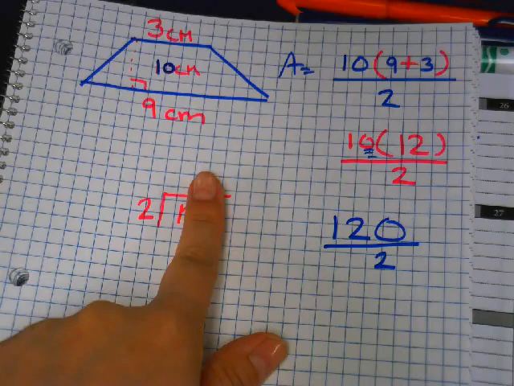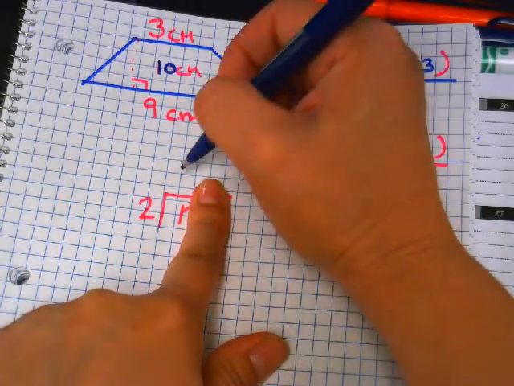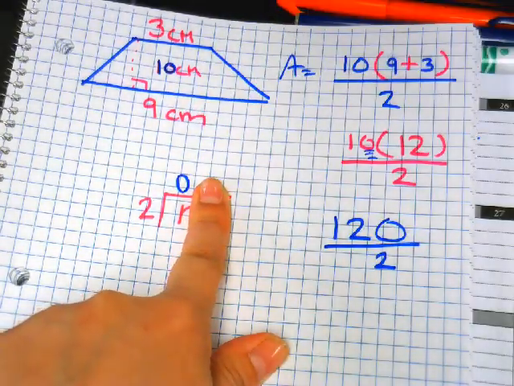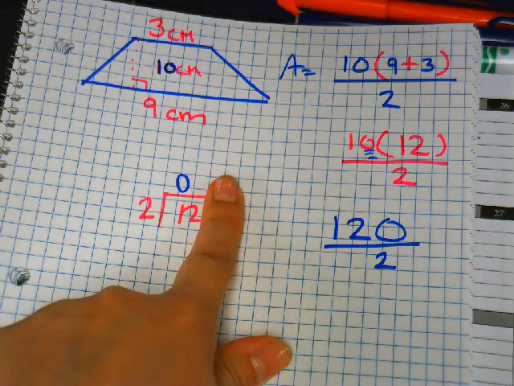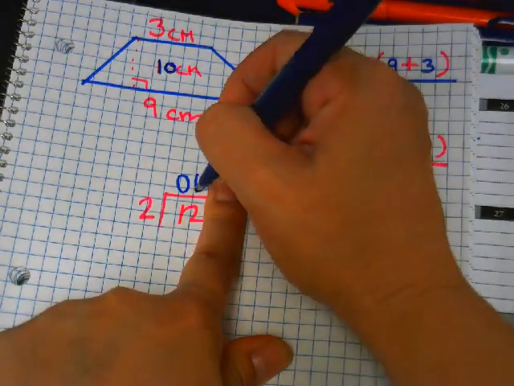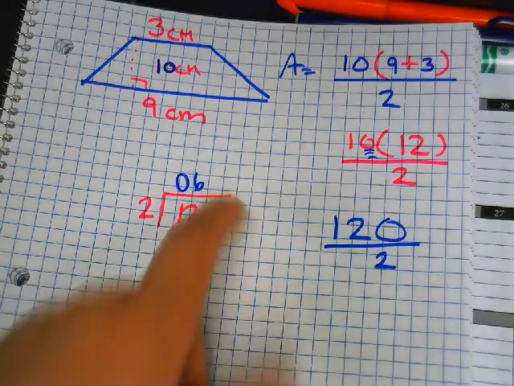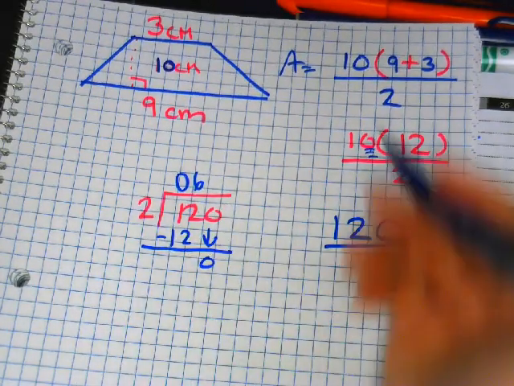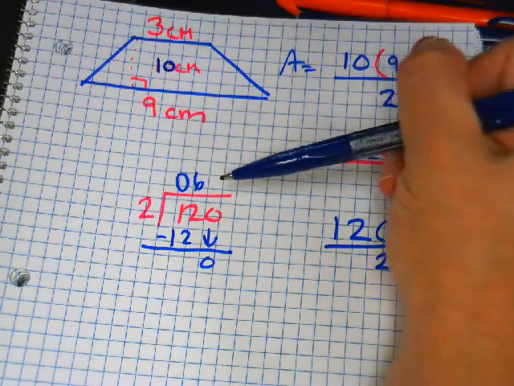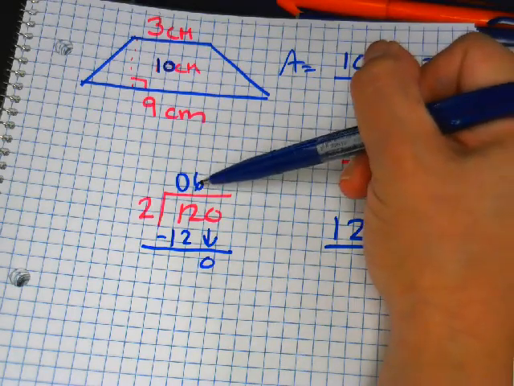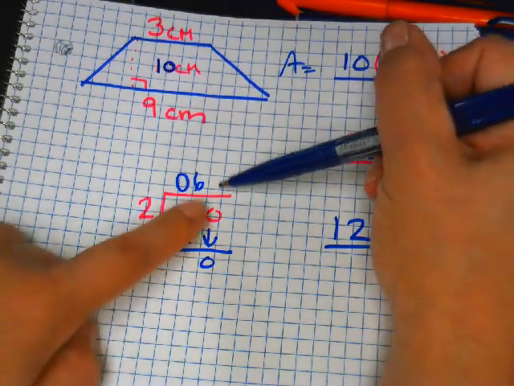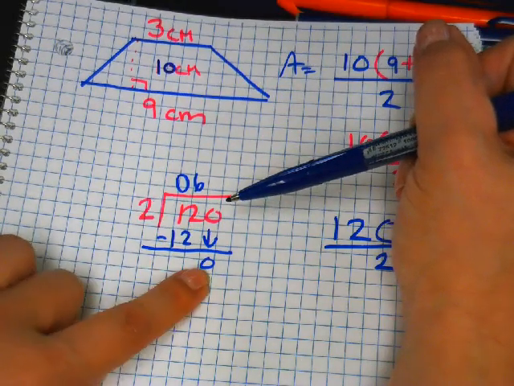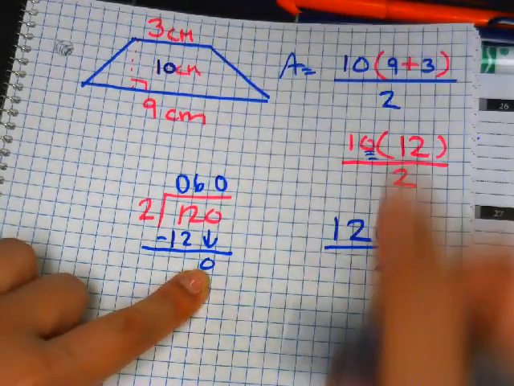So, does 2 go into 1? No, 0. Does 2 go into 12? Yes. How many times? 6. 6 times 2? 12. Bring down the 0. Do you see how there's a space right there? We have to fill in that space. My answer is not just 6. So you have to do this. What goes on top? Well, how many times does 2 go into 0? 0. So my answer is 60.